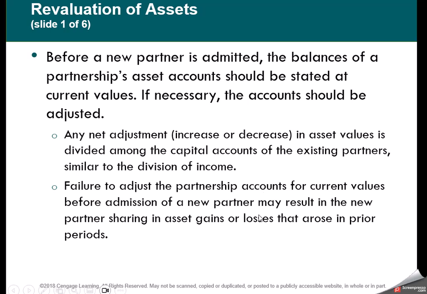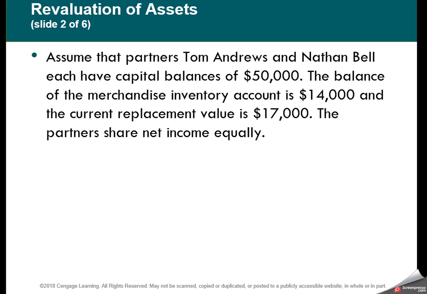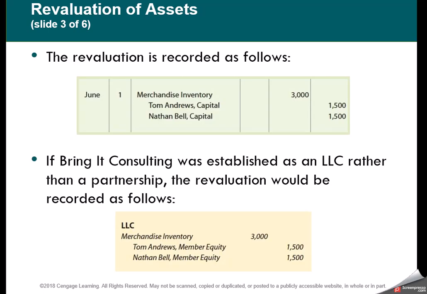Then anytime a new partner is admitted, we need to adjust their equity accounts or their capital accounts to their current values, and then split that to the existing owners. So if Tom and Nathan each have capital balances of $50,000, the balance in the merchandise inventory account is $14,000, but the true value, the replacement value, is $17,000, and they each share the net income equally.